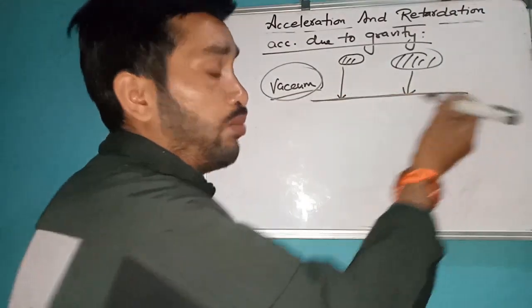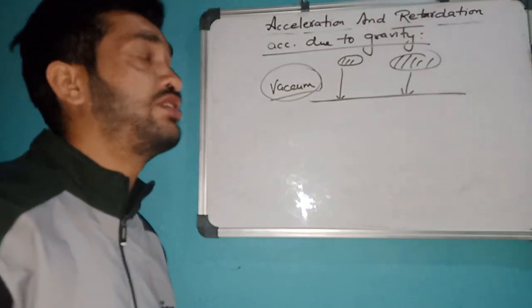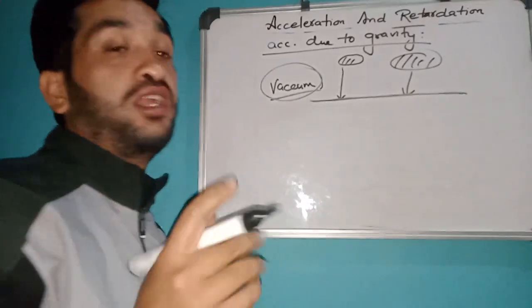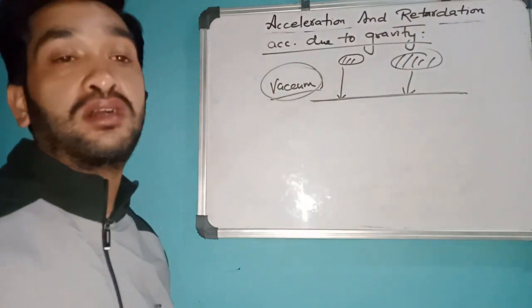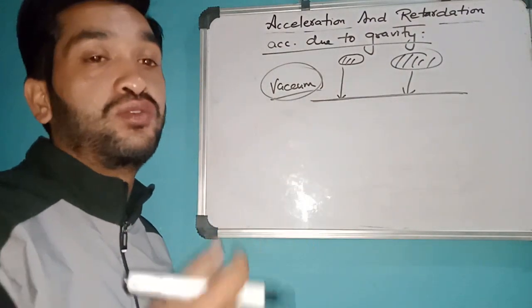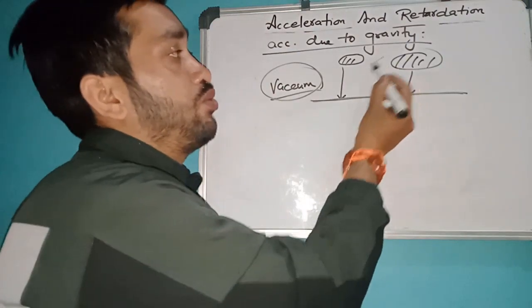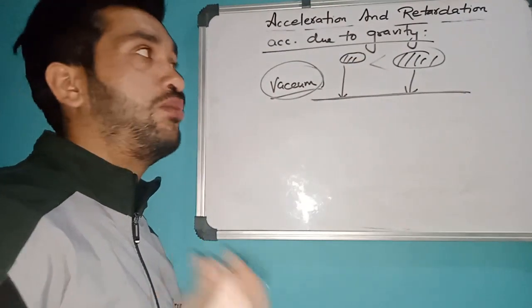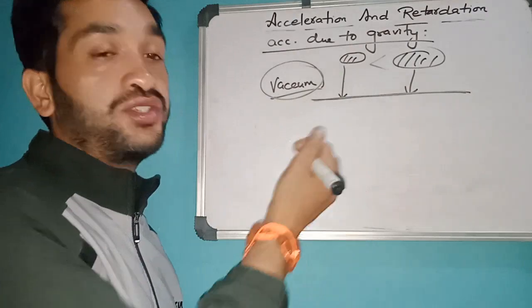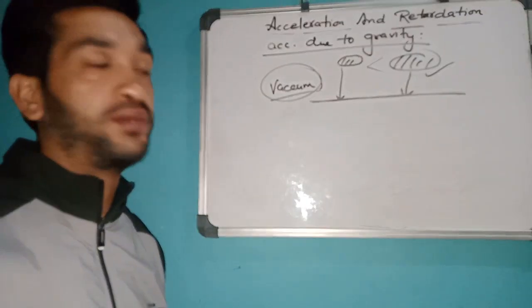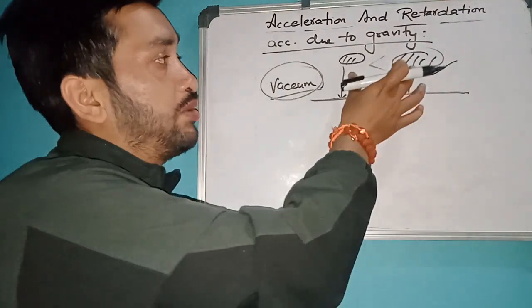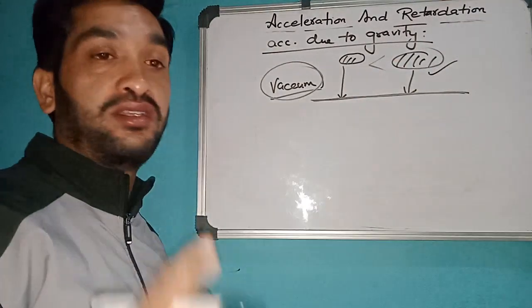Remember that when two bodies are dropped in a vacuum, this question is a repeated question for examination. If two bodies are allowed a free fall in a vacuum, which of the two bodies is going to reach faster if mass 2 is greater than mass 1? Normally you will think mass 2 is greater, so it will reach faster, and you will write the answer as greater mass. No, in a vacuum both bodies will reach the surface at the same time.